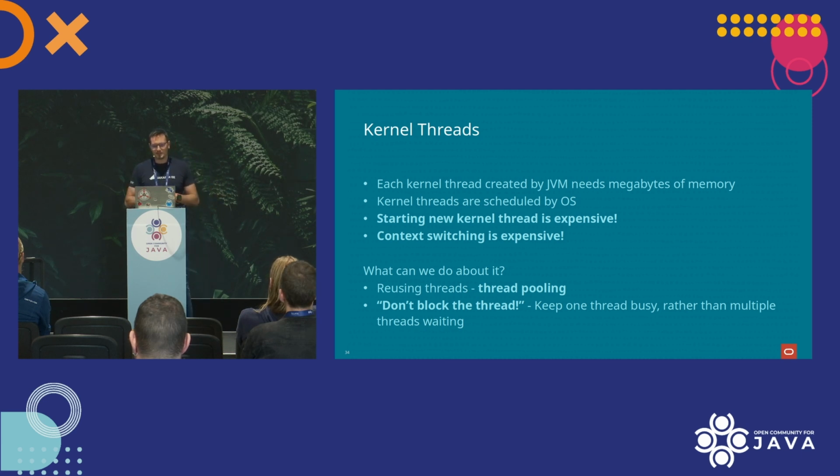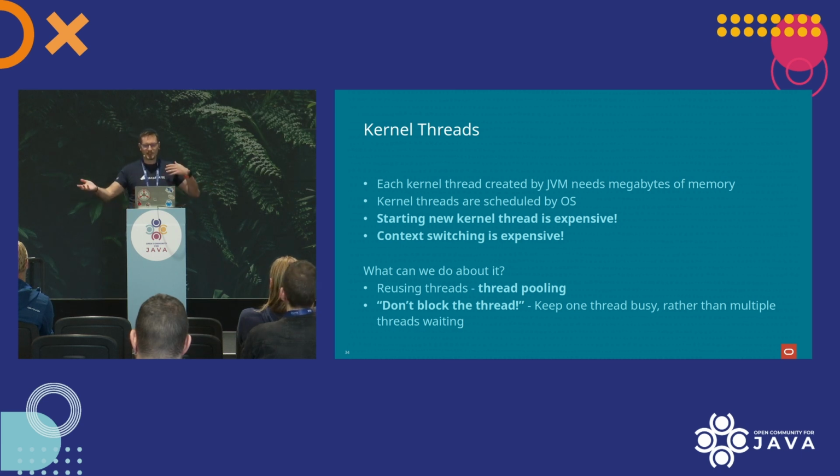And what are the problems? The starting of the kernel thread is very expensive. You need megabytes of memory for every kernel thread. The context switching is very expensive, and it gets more expensive the more threads you are starting. So it gets worse. It's really ugly. So what have we been doing about it? We have been pooling the threads to avoid starting too many of them. We have been avoiding blocking of the thread to minimize the context switches.